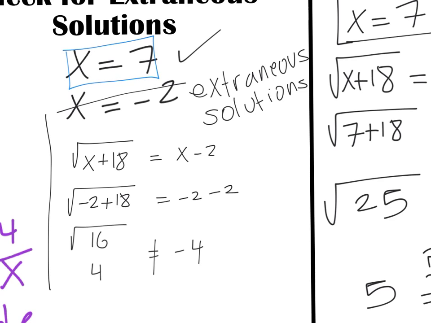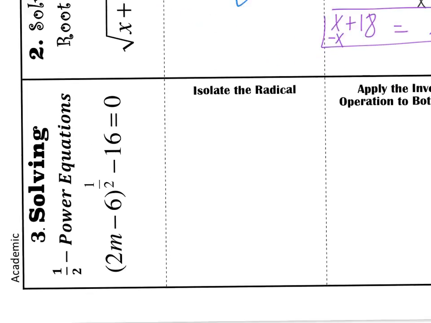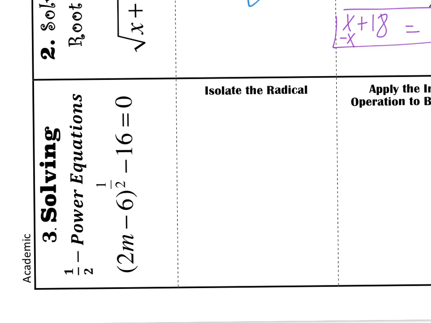Now let's move on to our third example, which is solving half-power equations. Now the half power is basically just the rational exponent, but you can change it into a radical expression if you feel more comfortable doing that, and this is what we will do. So let's copy the equation down into our first column.